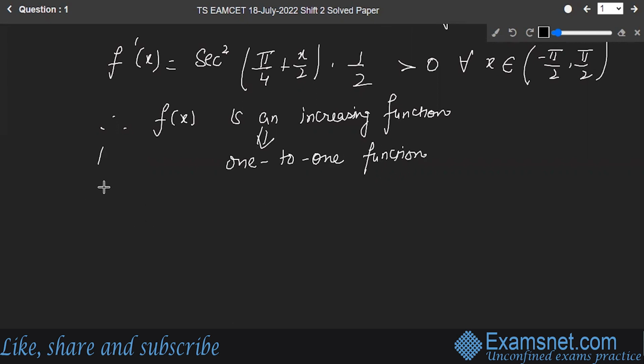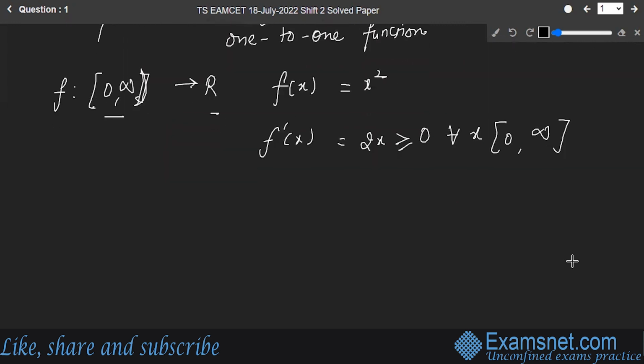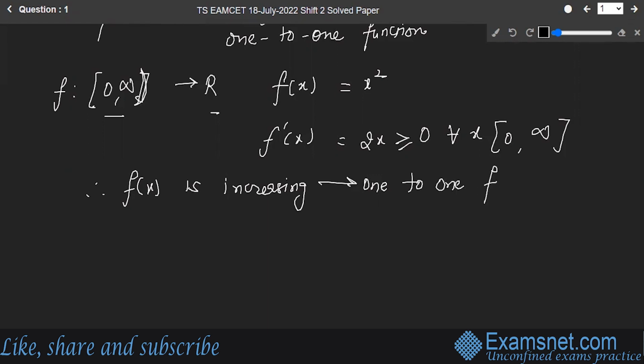Okay. Now, the second statement says that f is a function with domain 0 to infinity to the real numbers, and f(x) is given to be x square. Simple as that. So the first derivative will be equal to 2x. This is greater than or equal to 0 for all x which belong to 0 to infinity, because there is no negative number over here. Therefore, this is also an increasing function. That means it's a one-to-one function. Therefore, f(x) is increasing, which simply means this is a one-to-one function. So that means both the statements are true.